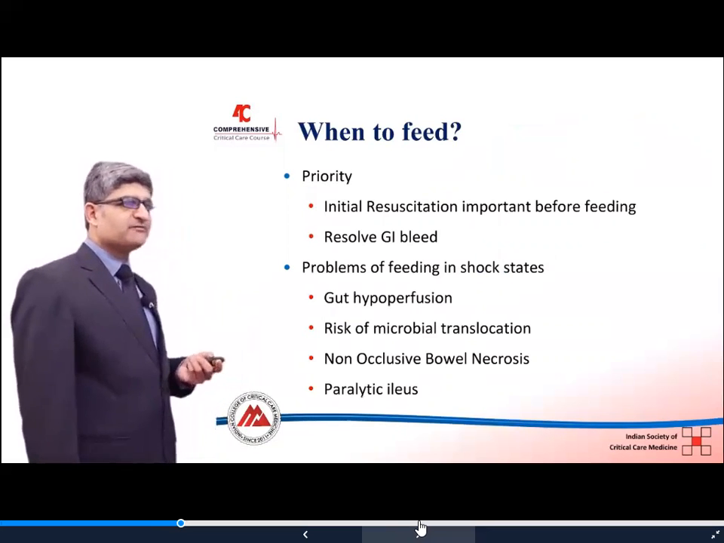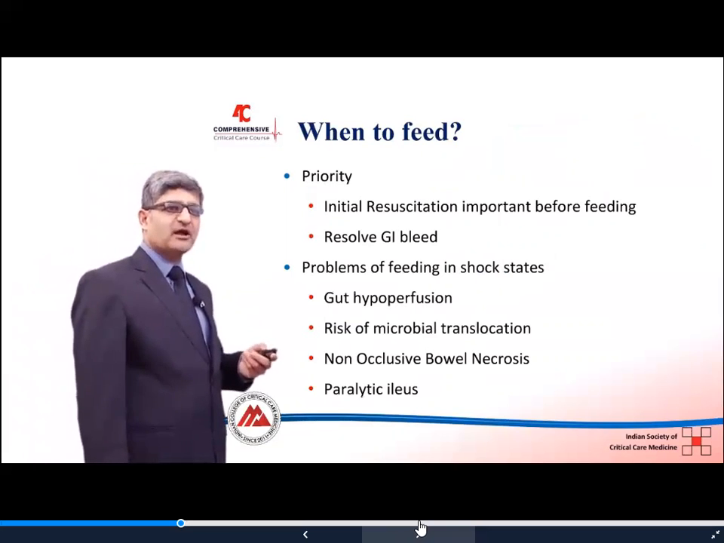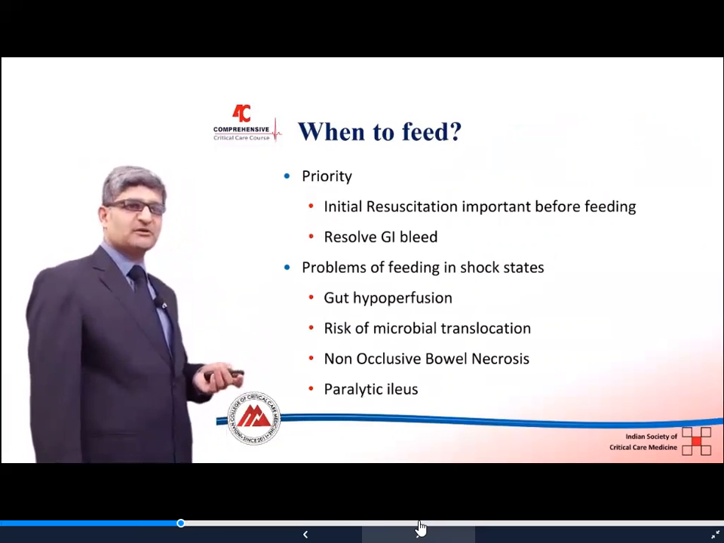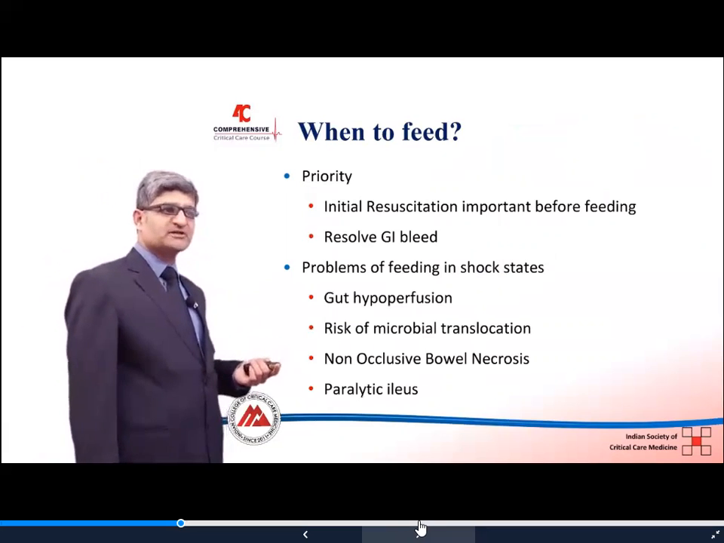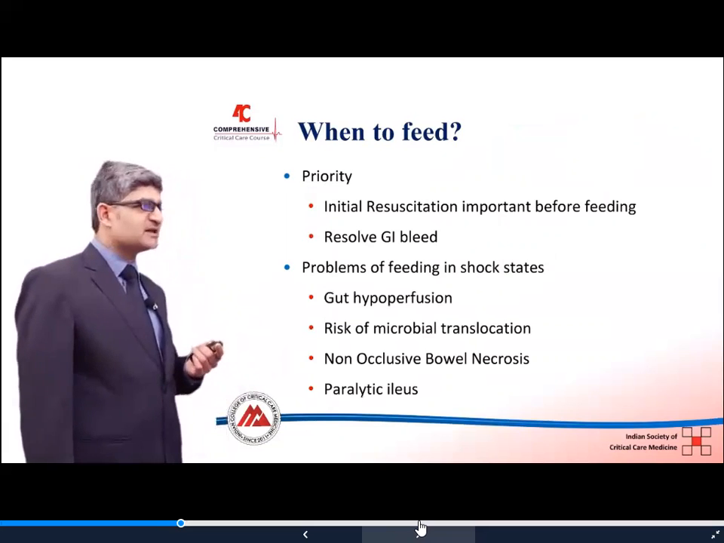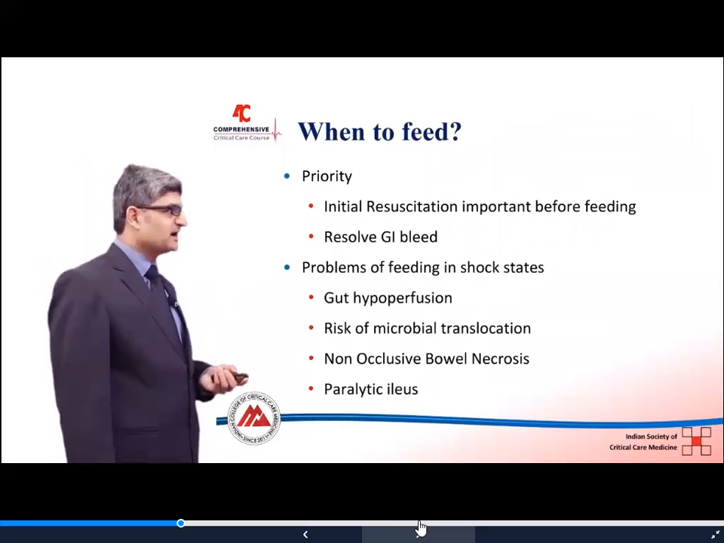And more importantly, if the patient is also in shock, whenever you want to initiate feeding on a patient on high vasopressor therapy, you should initiate it only when there is a reduction in the dose of vasopressors and once the blood pressure has been stabilized and they are on reducing doses of vasopressors as per the guidelines.